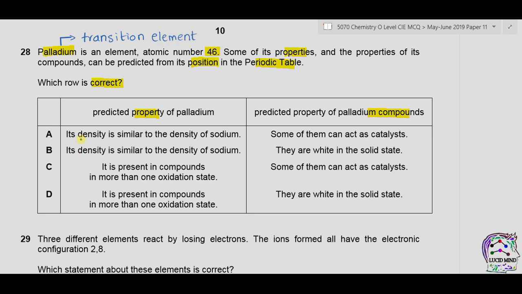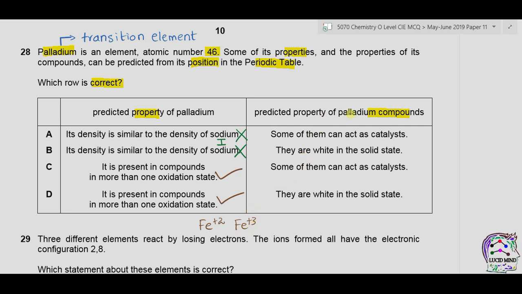In A and B we can see that it is written that its density is similar to the density of sodium. Now sodium belongs to group 1 of the periodic table and the density of a transition element is higher than group 1, so this is incorrect. In part C and part D it says it is present in compounds in more than one oxidation state. This is a true statement for transition elements because they are found in more than one oxidation state. For example, iron exists in both +2 and +3 oxidation states.